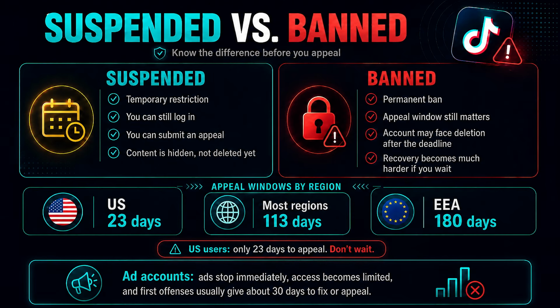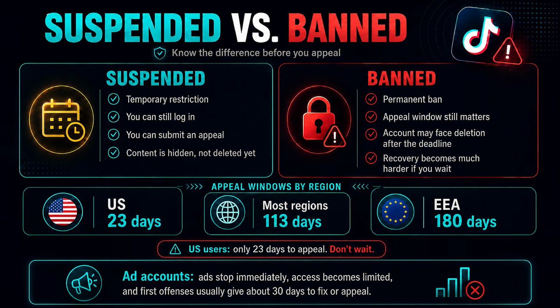Now, this part is important because a lot of people don't even know the difference between being suspended and being banned. If your account is suspended, it's temporary. You can still log in and you can submit an appeal. Your content is hidden but not deleted yet. Instead, if your account is banned, it's permanent. And after the appeal window expires, your account is totally gone.